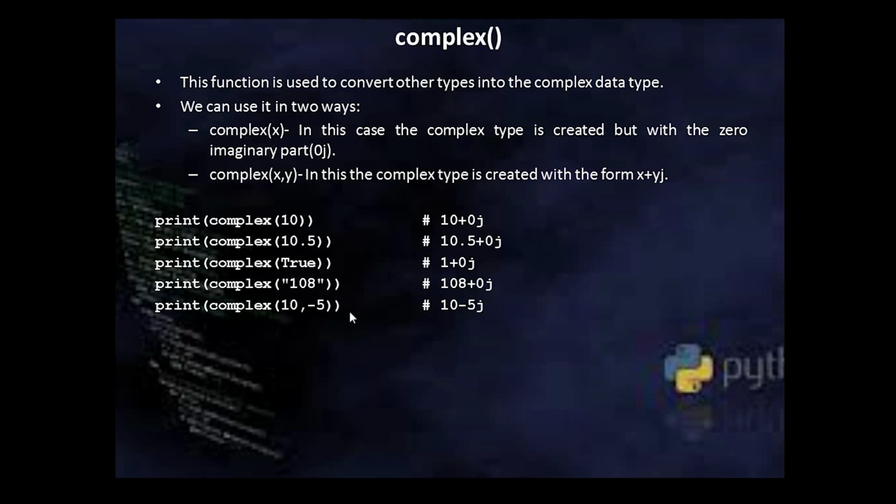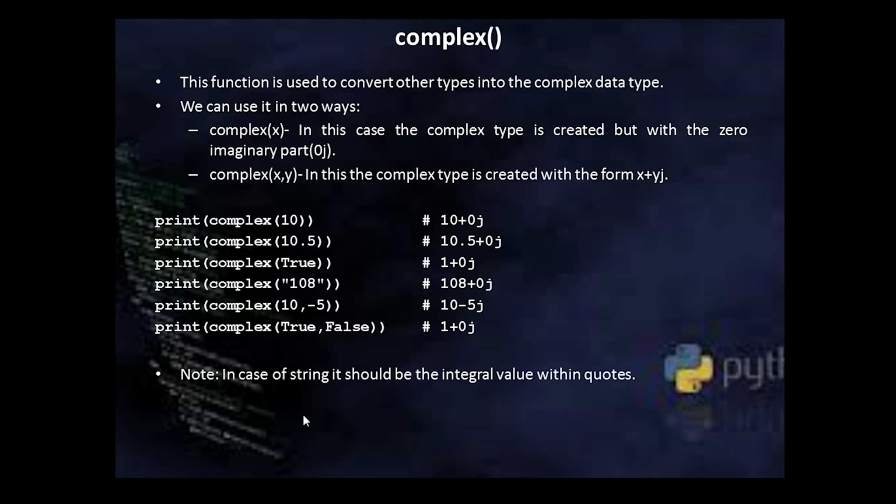Complex of 10 comma minus 5. So 10 is real and minus 5 will become imaginary. True will become real and false will become imaginary, but their internal values are 1, 0. So the new complex value is 1 plus 0j. Note, in case of string, it should be an integral value within quotes.